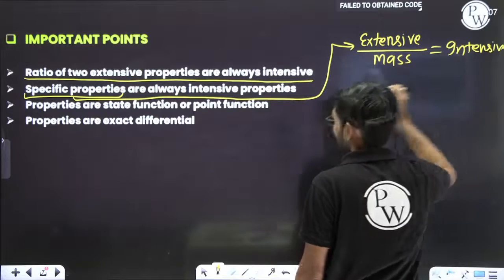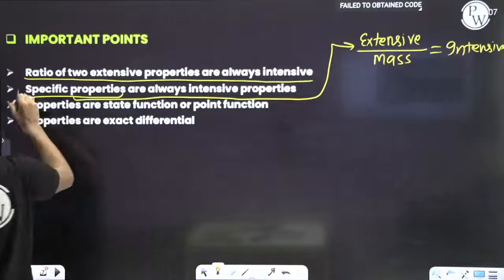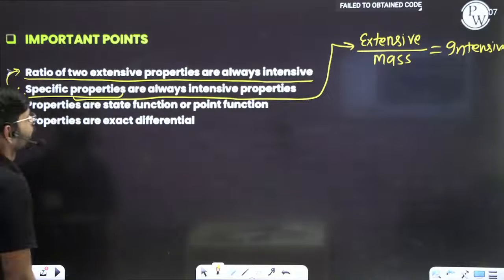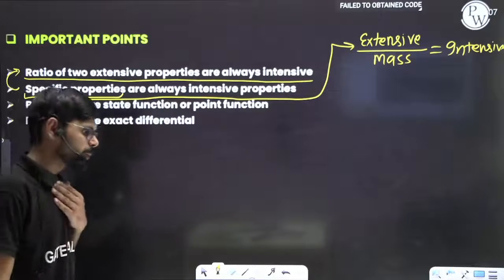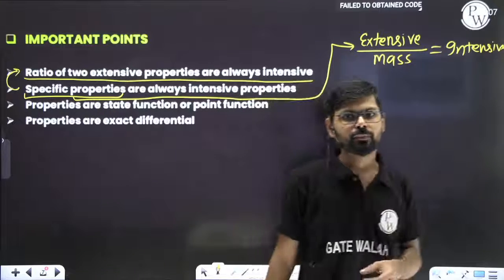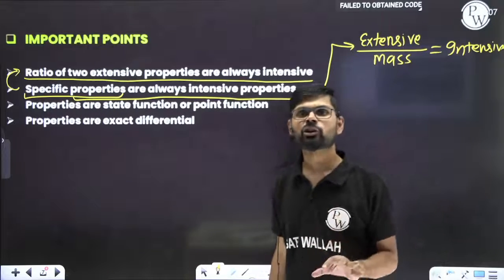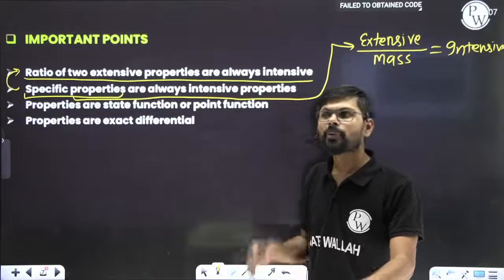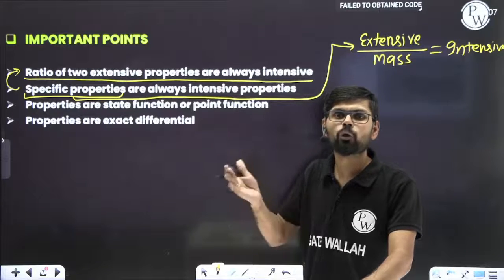It means that it is nothing but what? First point only. Okay. The next very important point is that properties are independent of the past history. Properties are not dependent upon how it is achieved.